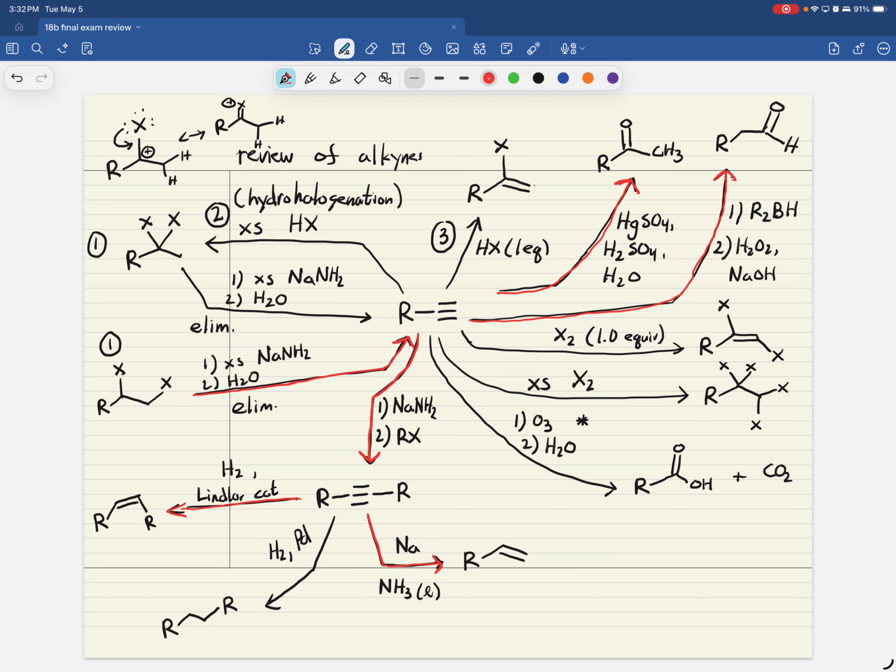The trans alkene is an R group, right? Which one? Oh, sorry. I guess I lost my train of thought. Yes. Where should it point? Up. There you go.